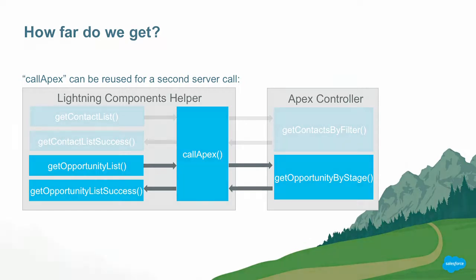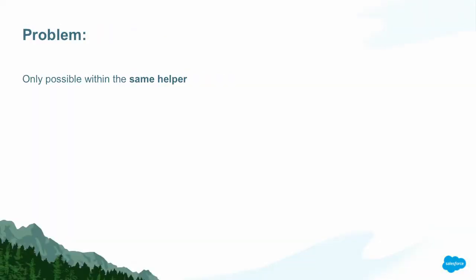So far, so good. But this approach is only possible within the same helper. When I have another Lightning component, and probably you have, which is also doing a server invocation, you still have to copy and paste the callApex method to another place. Also, you can only have one Apex controller per class. So if you have a service layer architecture, probably one component is dealing with contacts, the other with opportunities, so there are two different places. So this is not the solution yet.